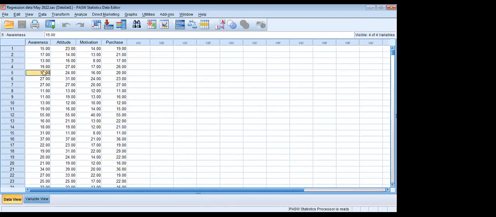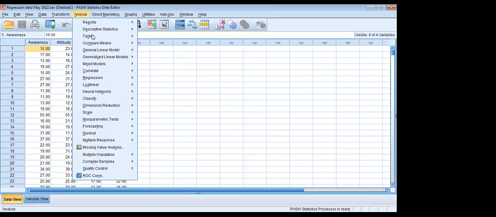So what are the three independent variables? Awareness, attitude, and your motivation. These three things, how they are affecting your purchase decision. That is the objective of your analysis, doing this multiple regression analysis. Why is it called multiple? Multiple means you have three independent and one dependent variable. If you have only one independent and one dependent, that is called single regression or simple regression. Multiple means more than one independent variable should be involved. Then it is multiple.